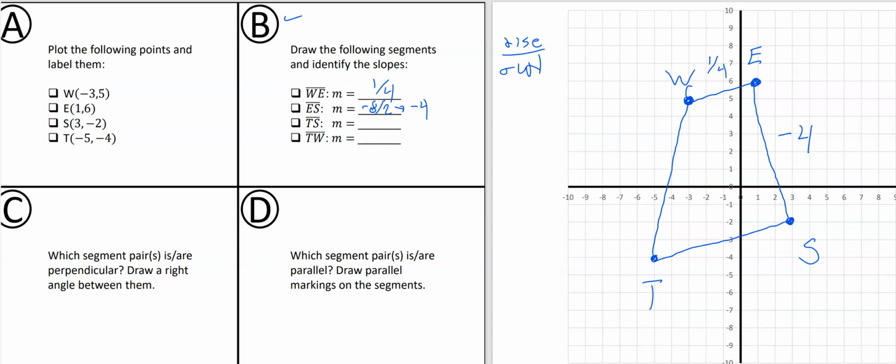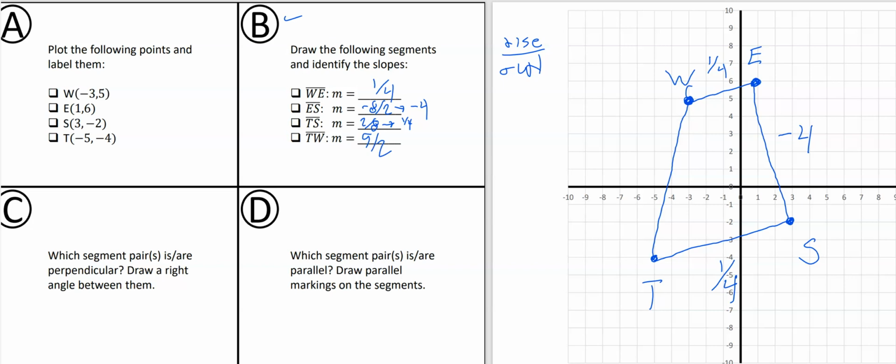TS goes up 2 and then over 8. So 2 over 8, which again is 1/4. I'll put that on the outside here so I can see that. And then TW, it goes, let's see here. Up, let's see, 1, 2, 3, 4, 5, 6, 7, 8, up 9 and over 2. So 9 over 2. I believe that's right. Yeah. Okay.